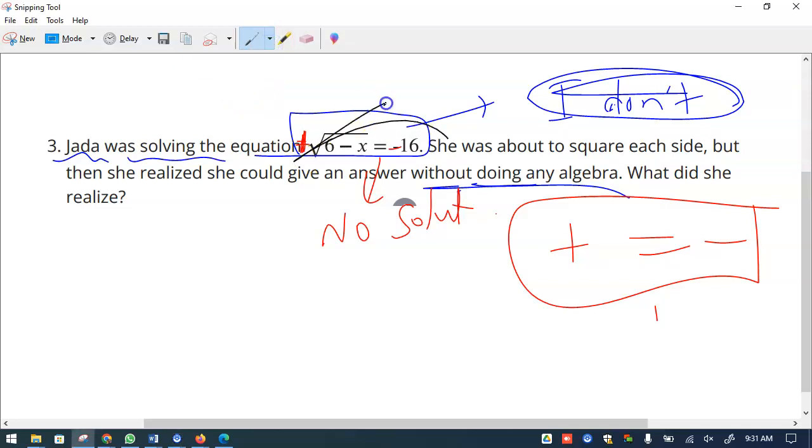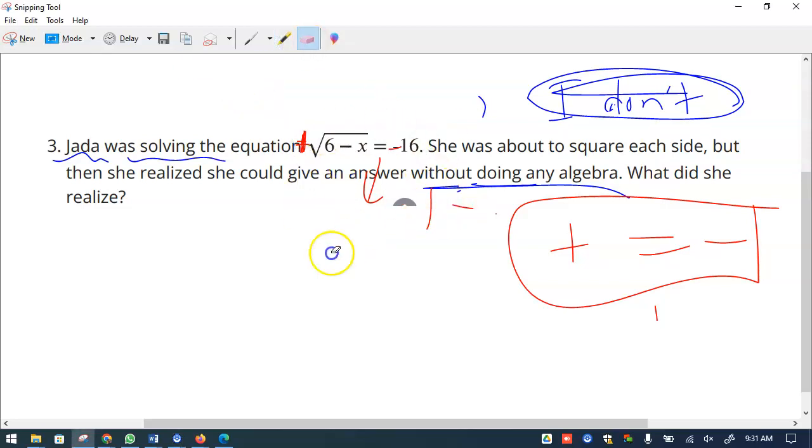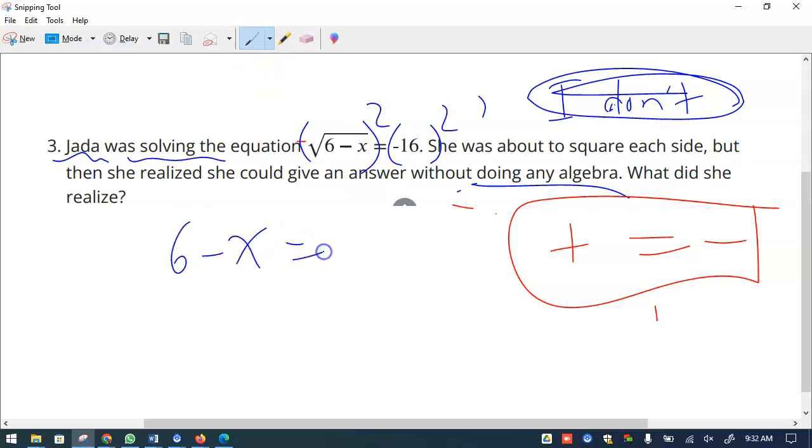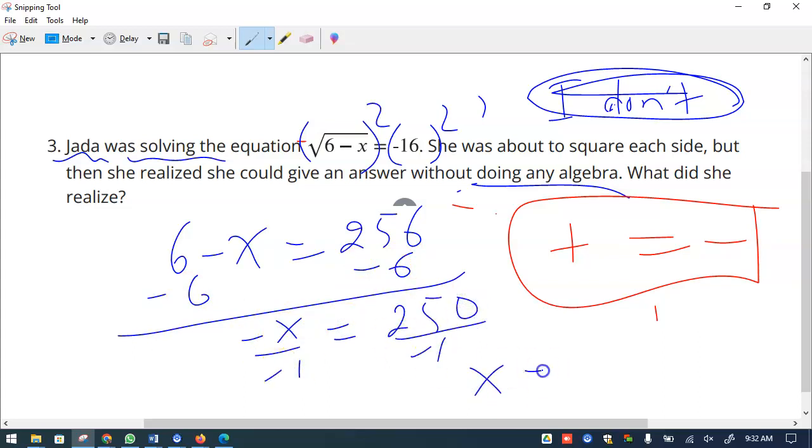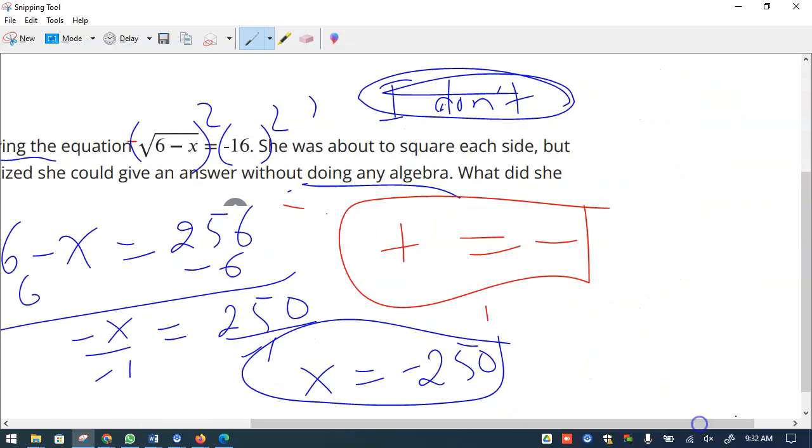And if you want to square and solve this, you are going to get what seems to be a solution. Like if you square this, 6 minus x is going to be 256, and then you subtract 6 from both sides, so you get minus x equals 250, and then divide by minus 1, and you get x equals minus 250. Now this type of solution is called an extraneous solution.